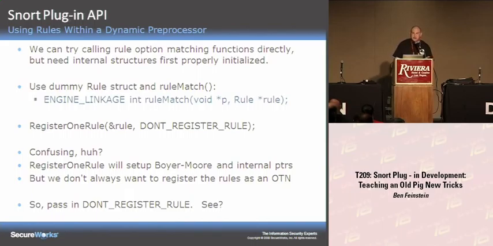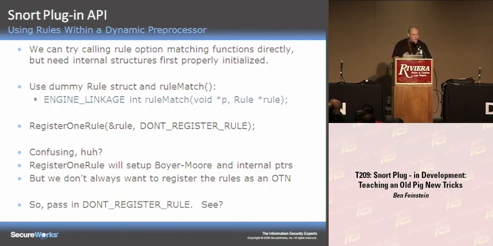So when you're in a preprocessor, you can also use some of the dynamic rules functionality, using the rule match function. Register one rule is a curious callback, and it was a little confusing for me. You register one rule, you give it a pointer to your rule, and then there's this flag called don't register rule. So at first, I kind of scratched my head and said, okay, register one rule, but don't register a rule. All the don't register rule does is it doesn't add it into the tree of nodes there.